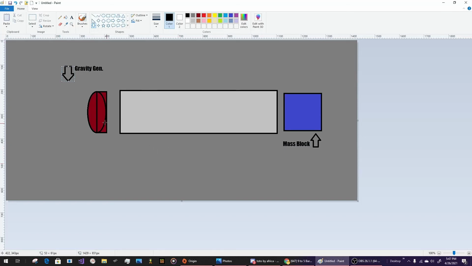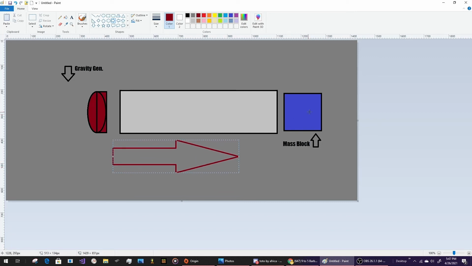Okay, so basically, here's the explanation. We have a gravity generator, which is this terrible red thing on the left side of this block, which we're going to call our ship. And on the right side, we have a mass block. And so basically what happens is the gravity generator, which I'm going to represent by a red arrow, produces force in this direction.